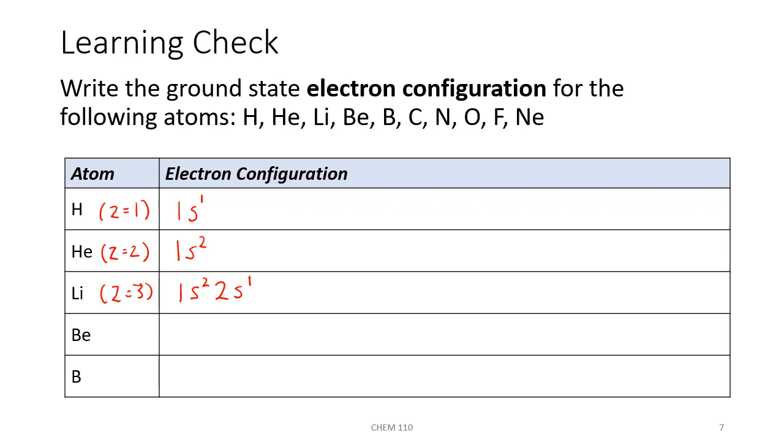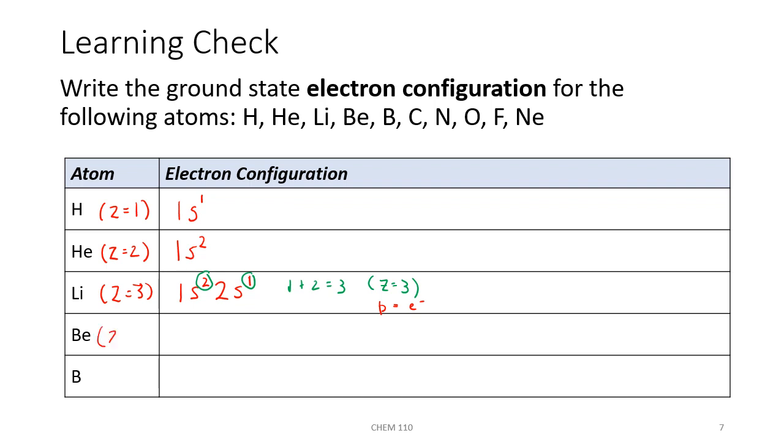If you were to add up the superscripts 2 and 1, 1 plus 2 equals 3, which equals our Z value in each case, or our atomic number, which is equal to our number of electrons for a neutral atom. So the number of protons is equal to the number of electrons.